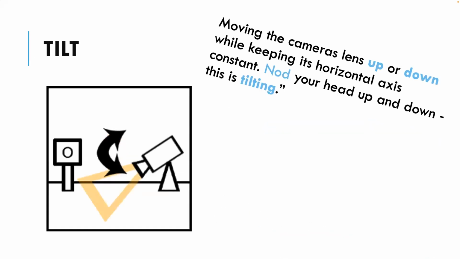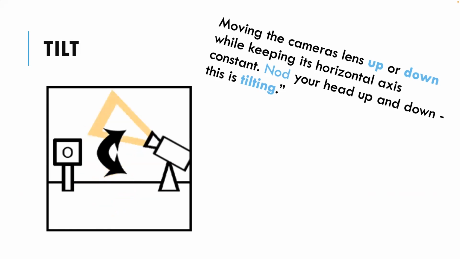The first term that we're going to use is tilt. Sometimes this term is used incorrectly. A lot of times you'll hear people use the term pan up or pan down. That's incorrect terminology. A tilt is the correct term for moving the camera up or down. It's just like nodding your head up or down. That's a tilt. Just like in this diagram here on this slide, you will tilt up or tilt down.